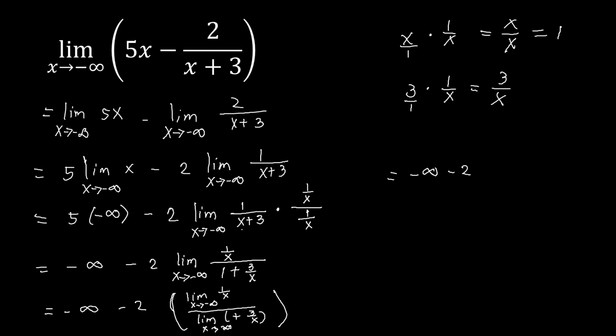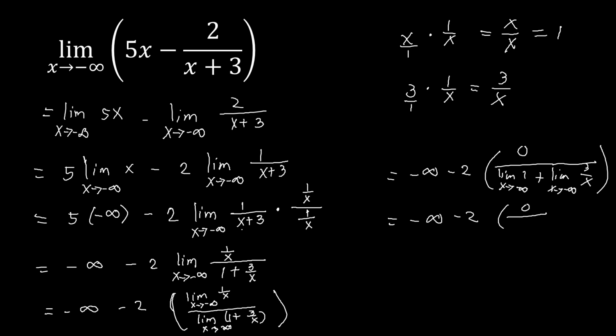And then we evaluate the top. This one is 0. So 0 will be at the top, and at the bottom part, we've got the limit of 1 as x approaches negative infinity plus the limit of 3 over x as x approaches negative infinity. And then we try to simplify that one. So negative infinity minus 2. We've got 0 at the top over the limit of 1, which is 1. The limit of 3 over x as x approaches negative infinity is 0.